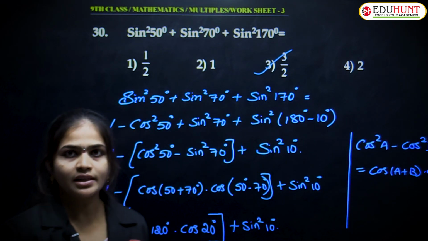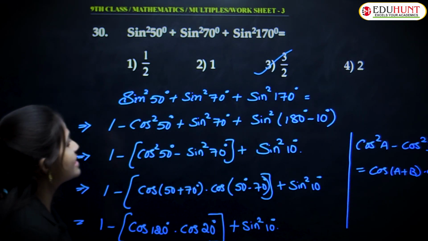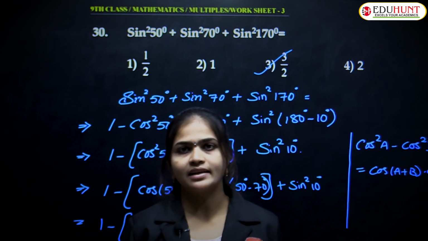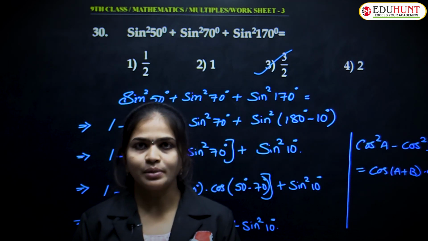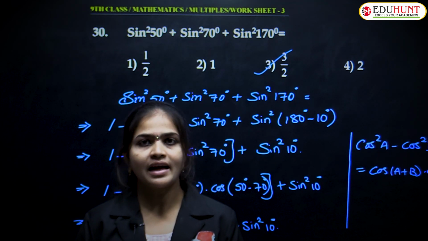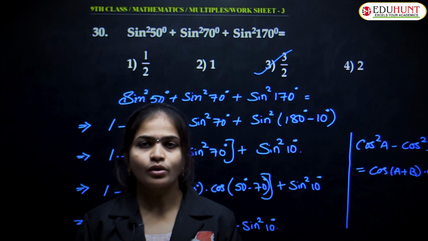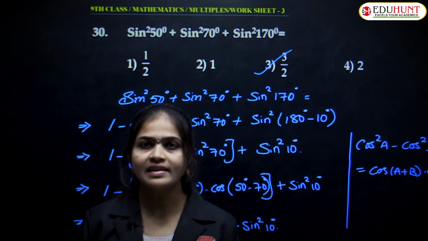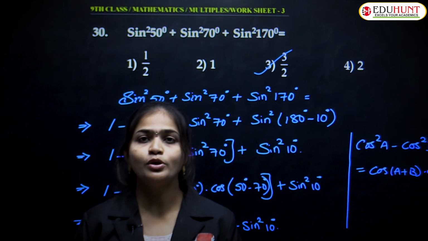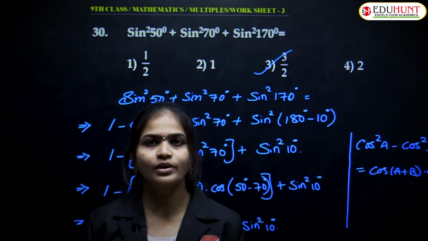Am I clear to you, children? So here what is the answer? The answer is 3 by 2. Option 3 is correct. So here worksheet 3 is completed up to here. Still we have worksheet 3A. Okay, so the worksheet 3A questions we will discuss in the next video. Till that time you have to read all the formulas. Okay, thank you all.